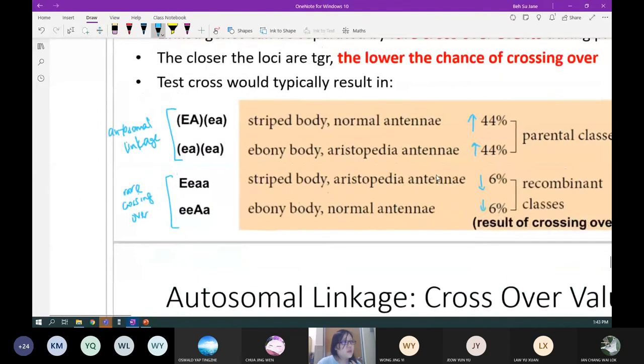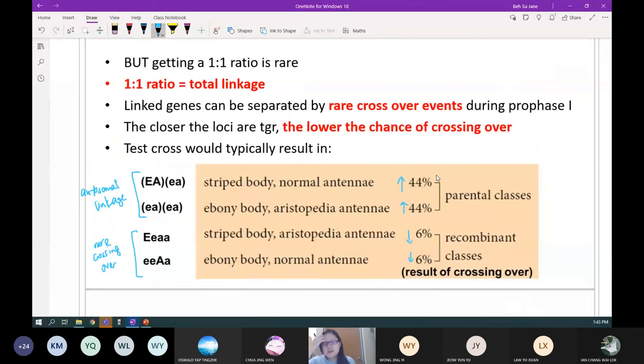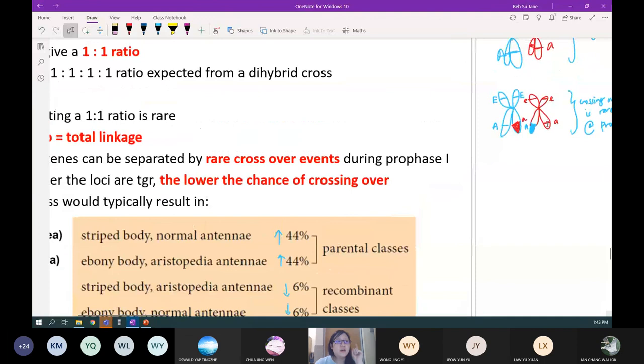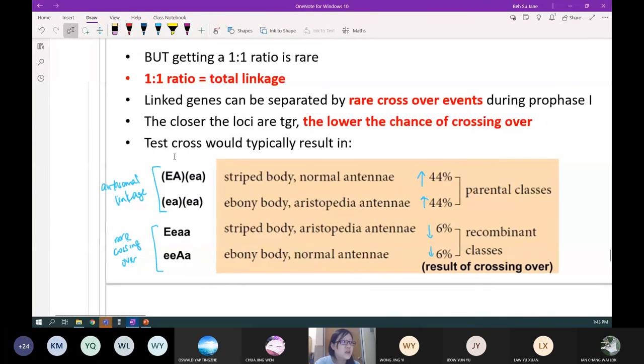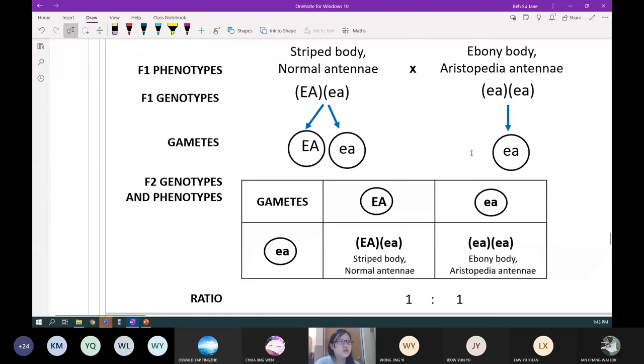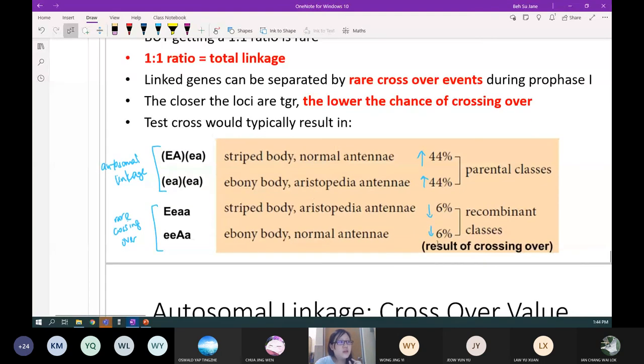Okay, so the idea is, these two genes are linked, correct? But sometimes crossover can happen. And if it happens, it's very rare. Okay, but it's even more rare that it's not happening at all. So when you breed in real life, theoretically you should only get two phenotypes, exactly the same as the parents, one-to-one ratio. But in real life, there's a very small proportion that shows the other two phenotypes.